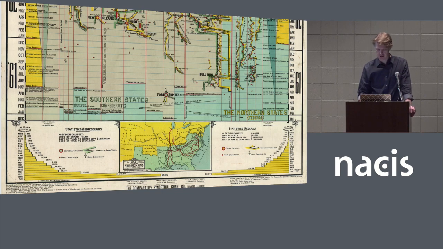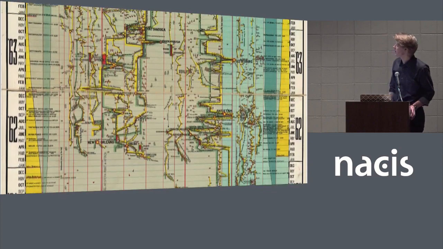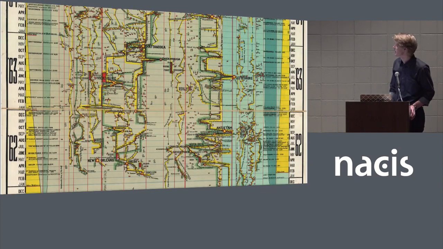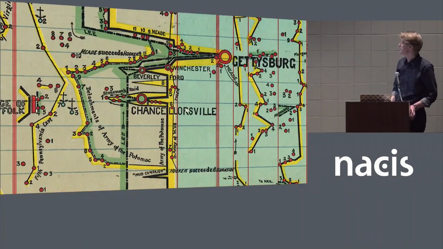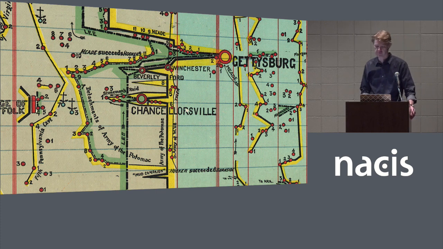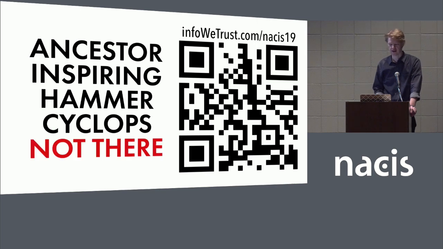And as we move through time and up the chart, we can see that all the action of the war is cataloged. And if we zoom in, we can just imagine the kind of data collection and processing that went into cataloging not only the movements of every corps in the war, but also the strength of every army. Because just like Menard, the width of every bar corresponds to how many soldiers are in the army. Cartography is an ancestor. It's inspiring. It's a hammer. I believe cartography is a cyclops. But cartography is also not there.